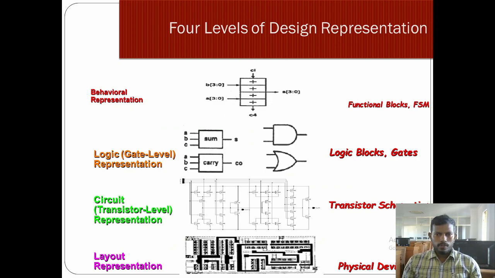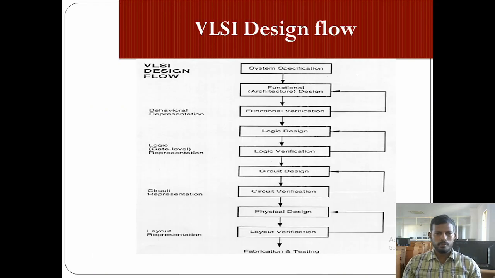So 4 levels of representation. One is behavioral representation, which gives the functional blocks or finite state machine and the behavior of the circuit. And the second one is logical or gate level representation, which is represented by basic logic gates. The next one is circuit or transistor level representation, which shows the schematic of the transistors. And the next one is layout representation, which shows the physical characteristics of a transistor.